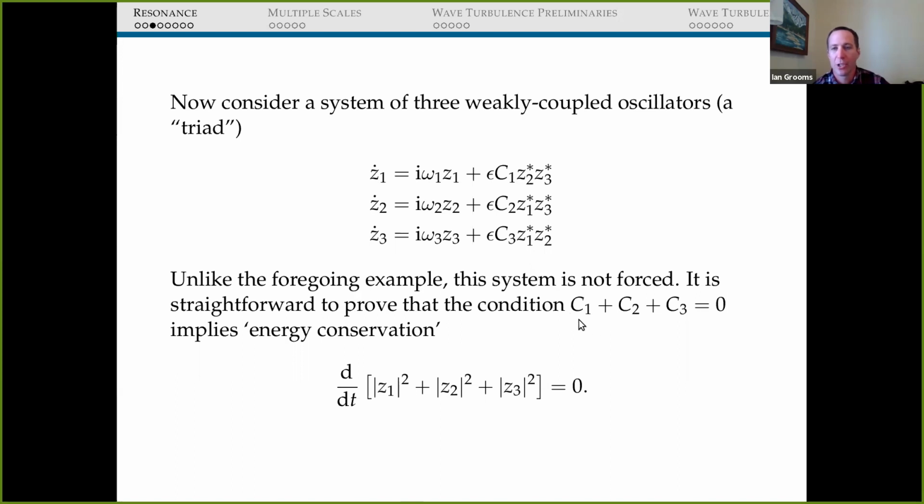And you can show, and I think Zach is going to use this for a homework problem, that if the sum of the interaction coefficients is 0, then this system conserves the energy, where energy is just the sum of the squares of the amplitudes of the modes. Okay, I'm not going to prove it though.